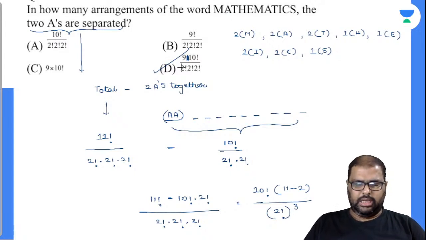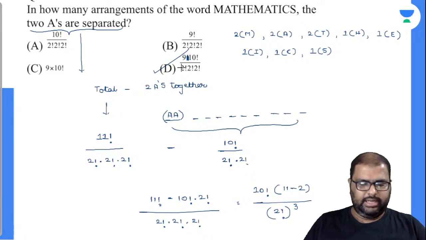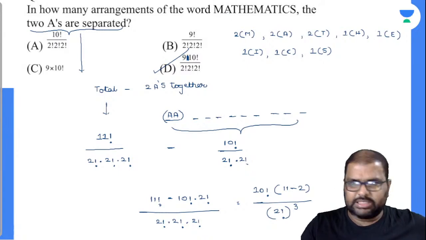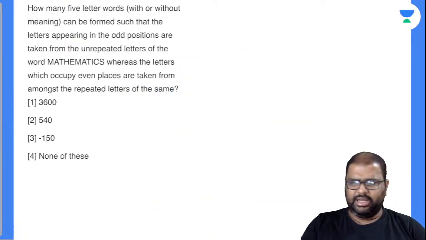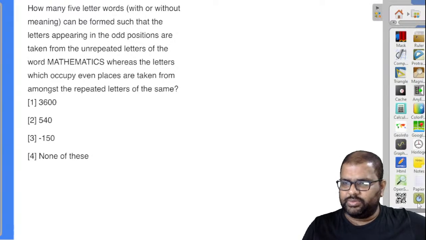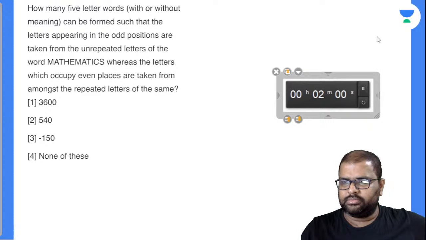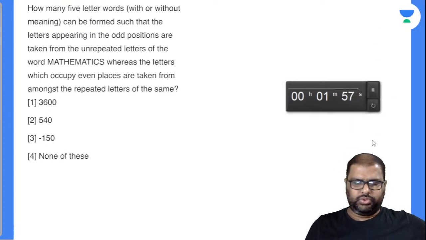I hope I am clear regarding this, right? Perfectly done. So as I have solved this question, I am expecting you guys to solve this question. A similar type of question, same mathematics word. I'll give you 2 minutes for this. Try this. The next 2 questions you have to solve for me here.